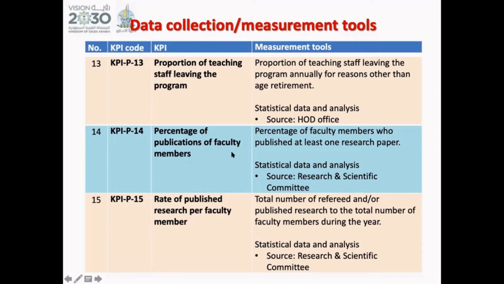And then KPI number 14. Now this is like the red line here, which is our responsibility: the percentage of publication of faculty members, meaning the percentage of faculty members who publish at least one research paper per year. This is still very low, very low. So this is our contribution here, as faculty members and teaching staff.